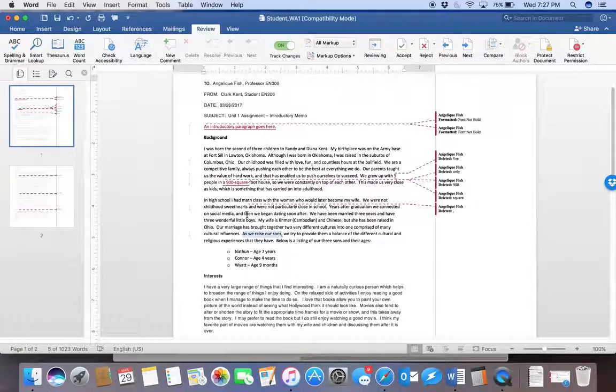So anyway, and I meant to mention the same thing up here. In high school, comma. So comma after an introductory expression. As we raise our sons, we try to provide them, okay, I read that already. Below is a listing of our 3 sons and their ages. Nathan, Connor, and Wyatt. Perfect. Age 7, age 4, age 9 months. Okay, so this is perfect. Just so you know, a colon comes after a complete sentence. You'll see it used incorrectly so many times, but this one here is used correctly, so good job.